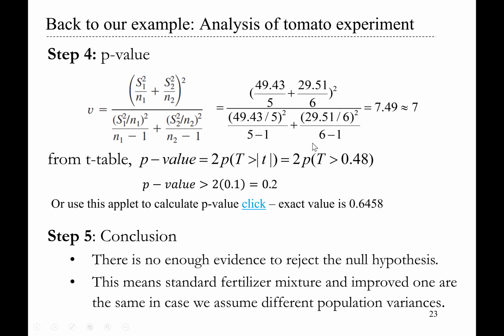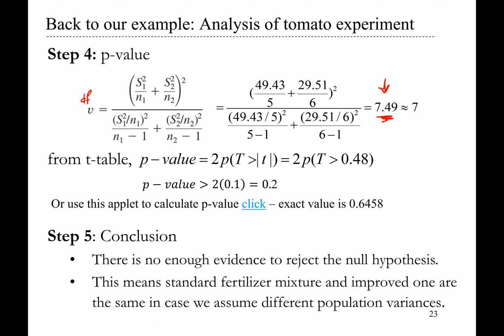The fourth step, you calculate the p-value, but before you calculate the p-value, you need the degree of freedom. The degree of freedom is 7.49. You always round it down. Why? Because it is safer to work with a smaller degree of freedom. It is 7.49, so I will make it 7. If I got 7.6, I would round it down to 7 also.